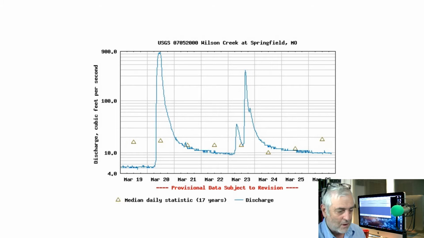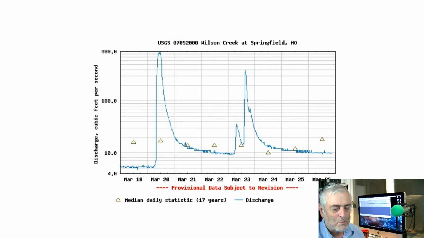This one's very spiky, right? So boom, it shoots up from only 5. It had 5 cubic feet per second, which is not much, right? So from 5 cubic feet, it went up to 900 cubic feet per second. That's a huge spike. And so, boom, all of a sudden, Wilson's Creek is flooding almost. That's a flash flood right there. And as you look at it, it very steeply declines again, right?